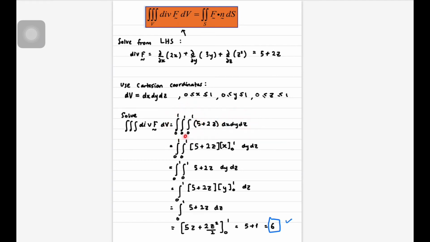Okay, substitute and then integrate with respect to x. You get this value. Substitute the lower and upper limit. You get this. Integrate again with respect to y. You get this value. Substitute the limit and then integrate with respect to z. Simplify. Then you get the left hand side is equal to 6.